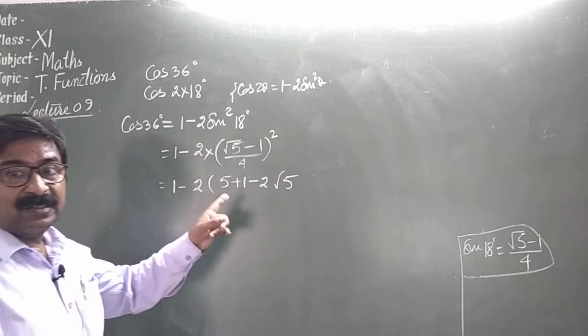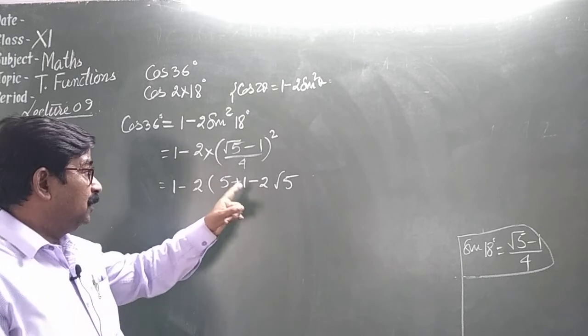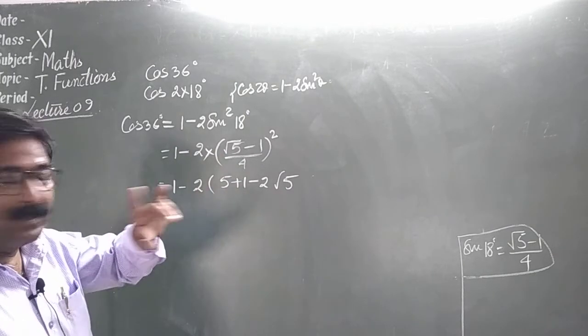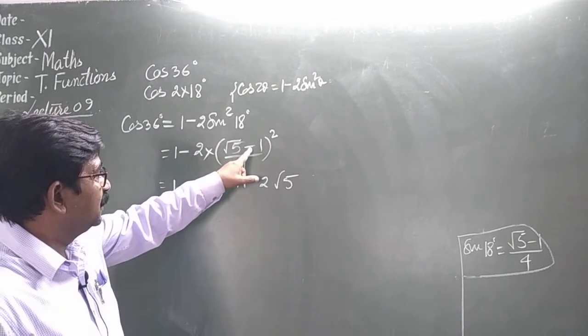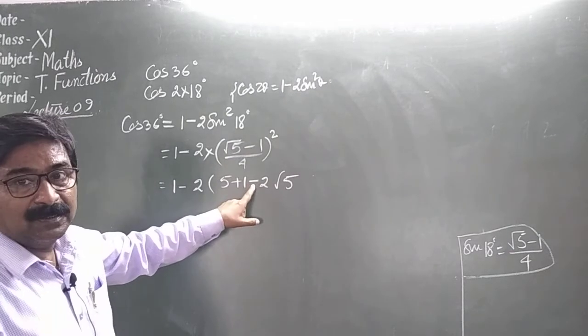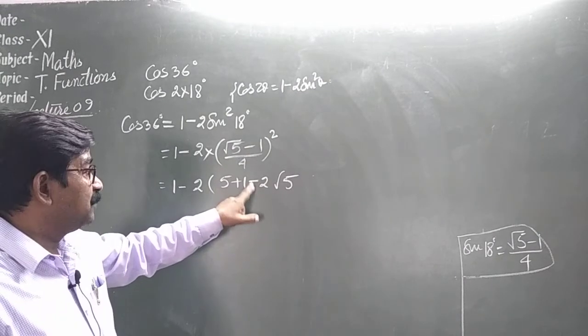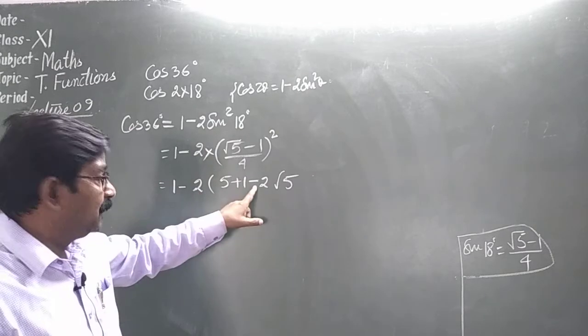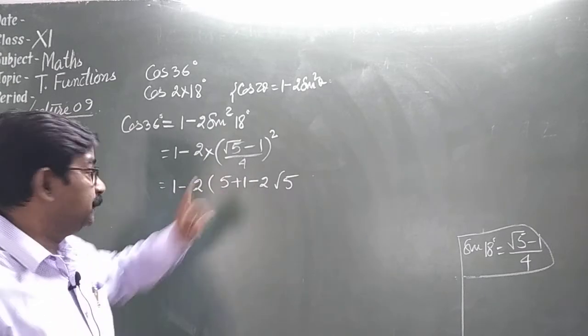In the previous theorem, by mistake I had written a plus sign. It is minus. Please make it correct. By mistake I have written plus there, so please check it.